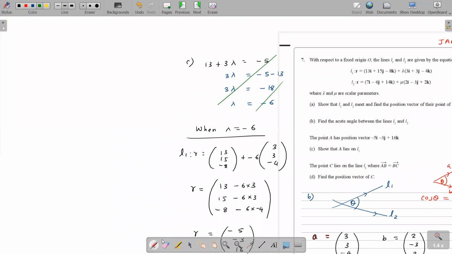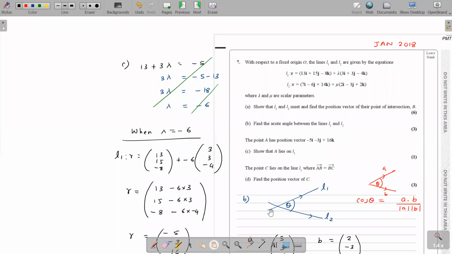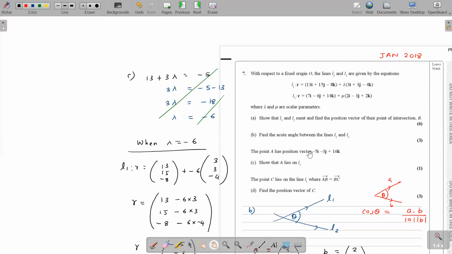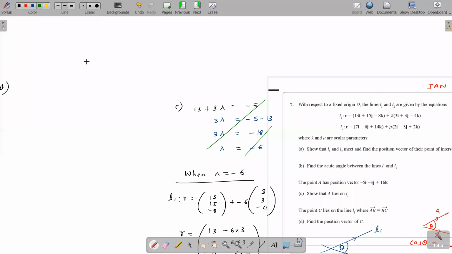Part D. I'll do it over here. To do part D, you need to have a visual idea of what's going on in parts A, B, C, and then you go to part D. So I'm reading again. We know that line 1 and line 2 intersect, and they intersect at the point B. Okay, so let's draw line 1. That's line 2. The intersecting point is point B.